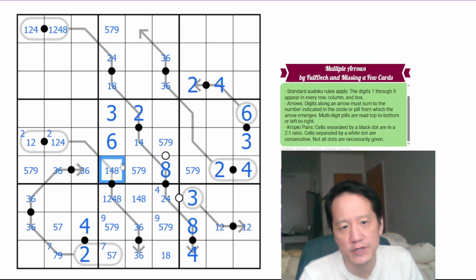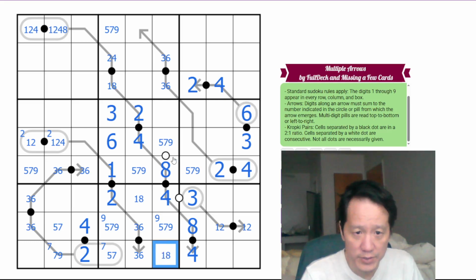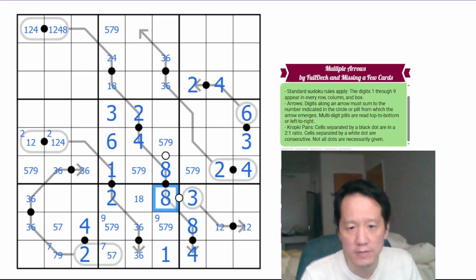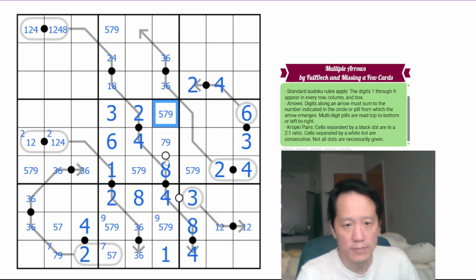This can't be 4 or 8, so this is 1, which makes that a 4. This 8 must be in a 1 to 2 ratio with 4. This 1 must be in a 1 to 2 ratio with 2. So this can't be 4. This is 1 or 8. This is 1 or 8. But this can't be 8 because of this 8, so this must be 1, which makes that an 8. This can't be 5, so it's 7 or 9. The last digit in the box is 5, 7, or 9.